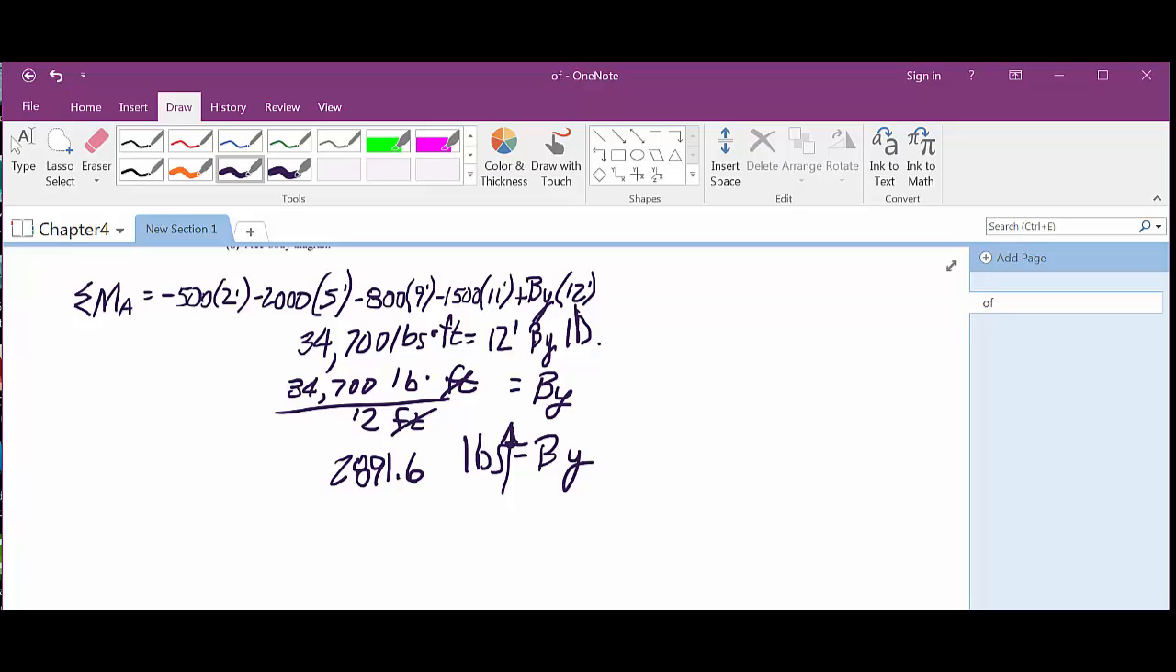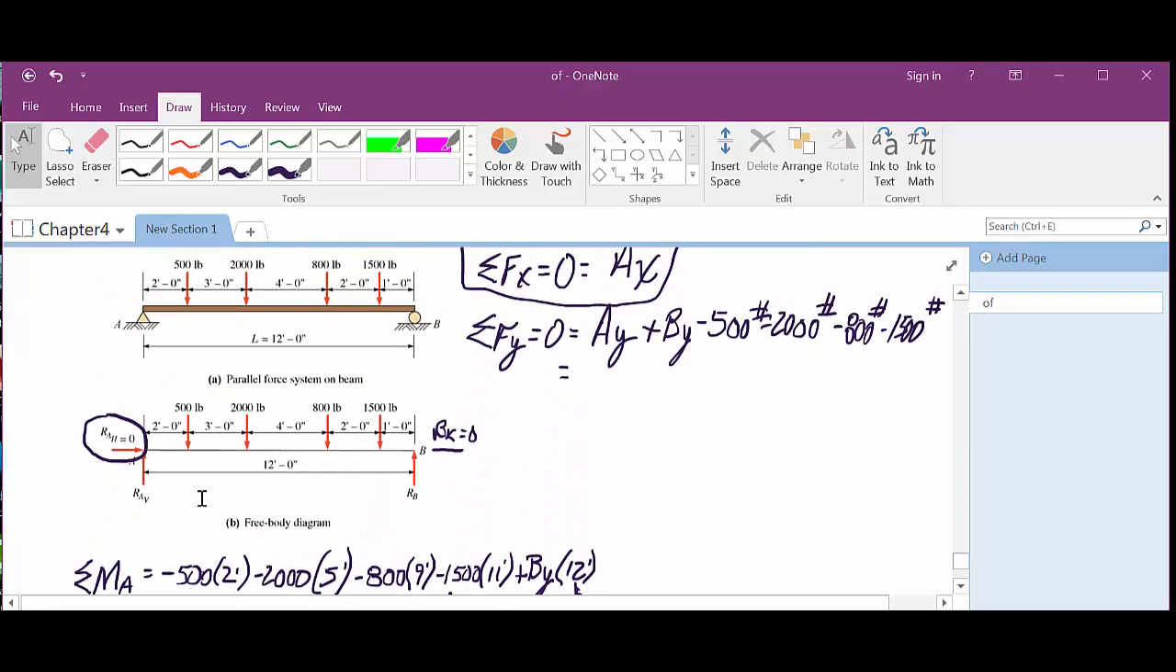So now we know what the reaction is of BY. It takes 2,891.6 pounds of force to hold that beam up at that location. Well, now look, here's what we can do then. So we know that BY is 2891.6 pounds. So then we can solve for AY, right? Let's just leave AY where it's at. AY stays where it's at. Everything else goes to the other side.